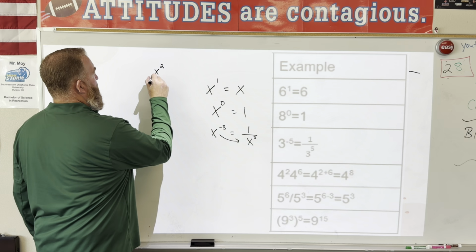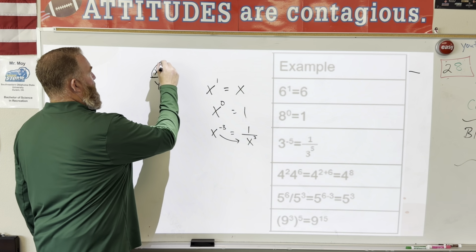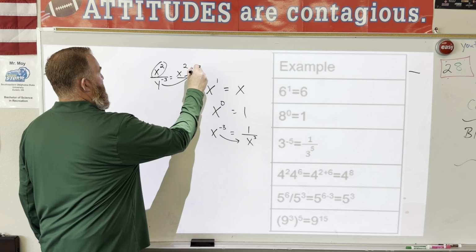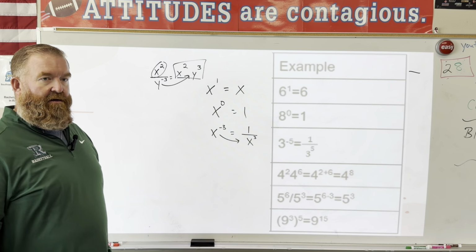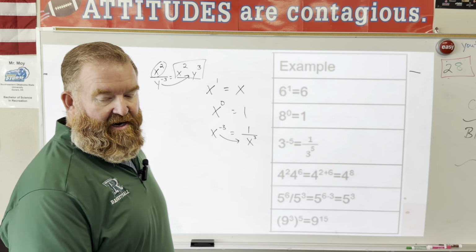An example of that would be x to the second over y to the negative third. This one's okay, x to the second. Y to the negative third needs to go to the top, y to the positive third. There's my answer. Negative exponents need to flip. So please, please, please remember that. All right, here we go. Next one.